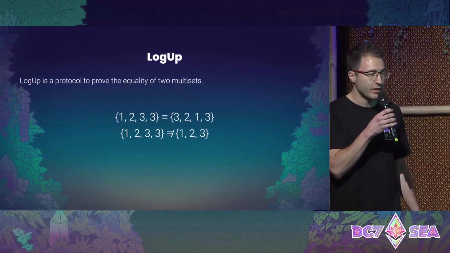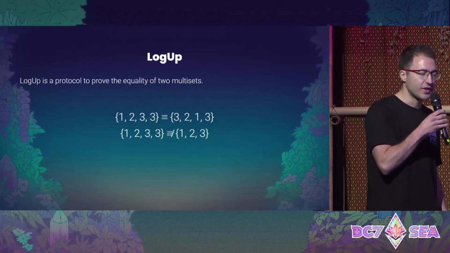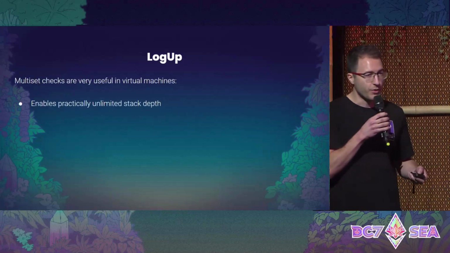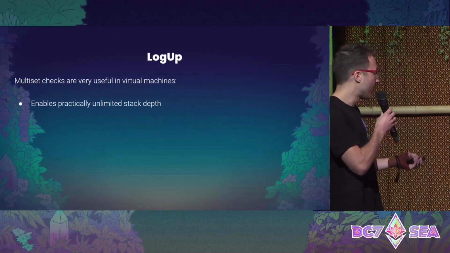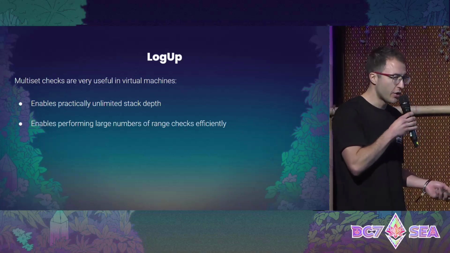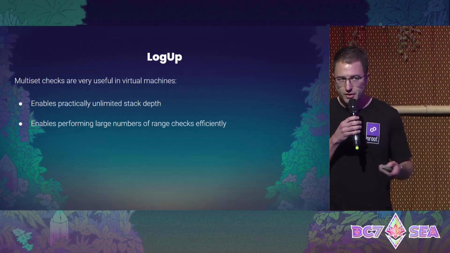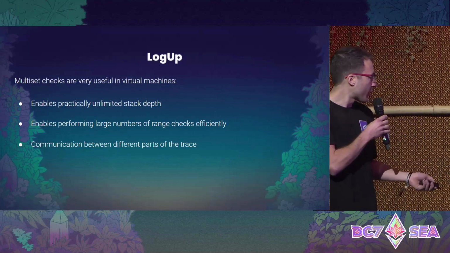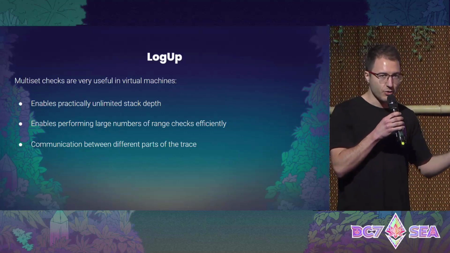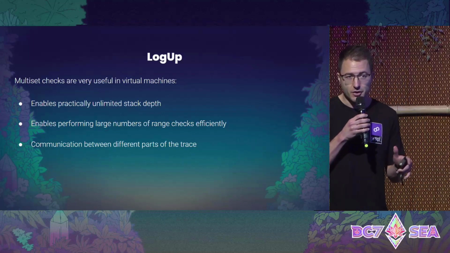So really quickly, LogUp is a protocol to prove the equality of two multisets. A multiset is a set where repetition is allowed. They're super useful in virtual machines. They allow you to have practically unlimited stack depth, do a large number of range checks, making sure that a given value in your trace is within some bounds, and they allow communication between different parts of the trace. For example, in your main processor, you could have an XOR and prove that XOR somewhere else in your trace. The multiset check is what you would use to connect the two parts of the trace.